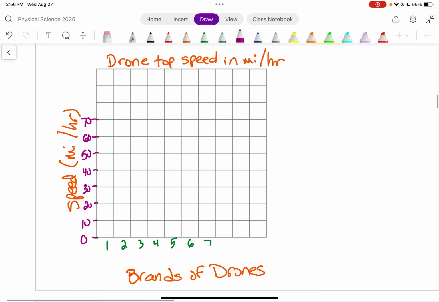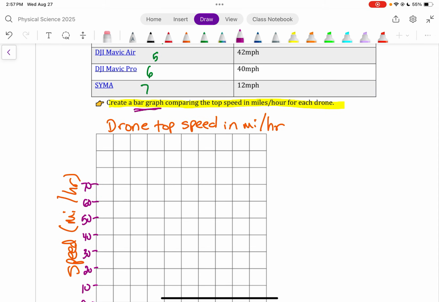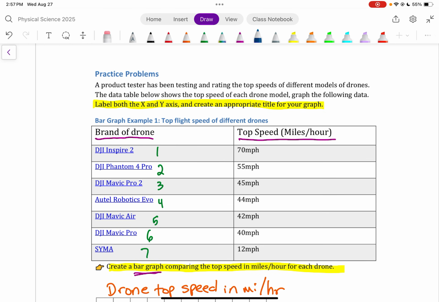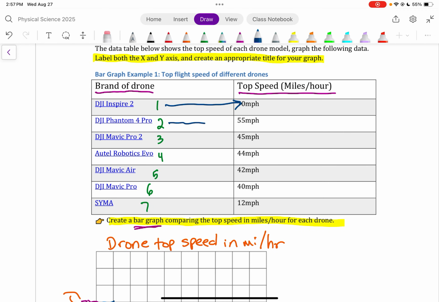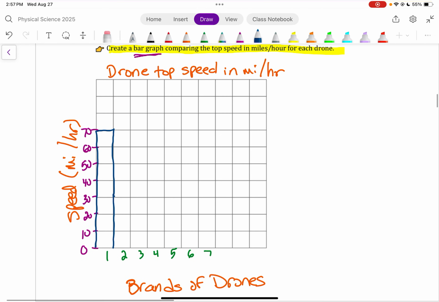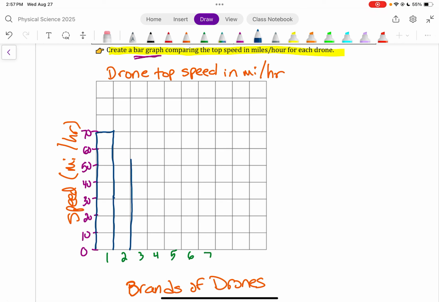Now I'm just going to start making the bars. Again, this is asking for a bar graph. Remember right here, it's asking for a bar graph. So I'll come up to my first one. Number 1 is 70 miles per hour. There's my number 1, 70 miles per hour. Number 2 is 55 miles per hour. 55 would be right about there. There's number 2. And then I would just go so on and so forth for numbers 3, 4, 5, 6, and 7. And that would be my bar graph.